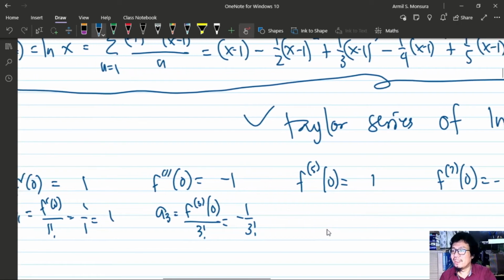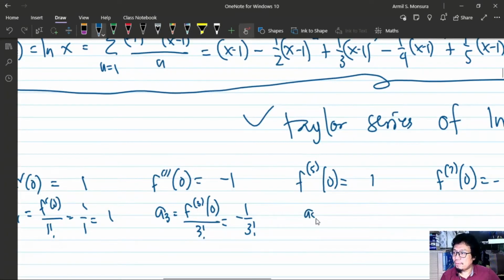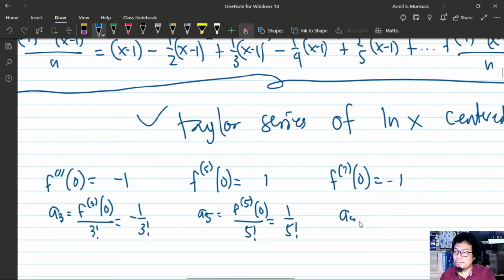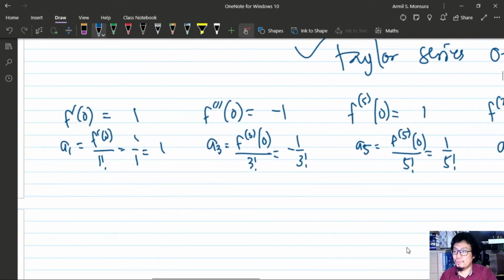You'll see later why. So we'll have a5, the fifth derivative of f at 0 over 5 factorial, so this is 1 over 5 factorial. And a7 is the seventh derivative of f at 0 over 7 factorial, so that gives you negative 1 over 7 factorial. Now, here are your Maclaurin coefficients.